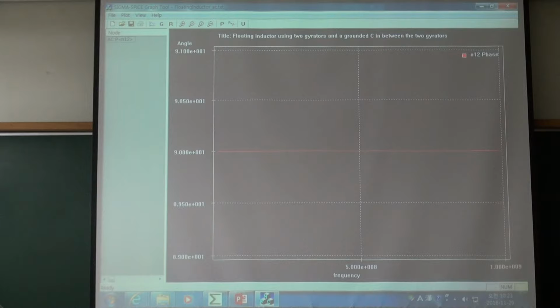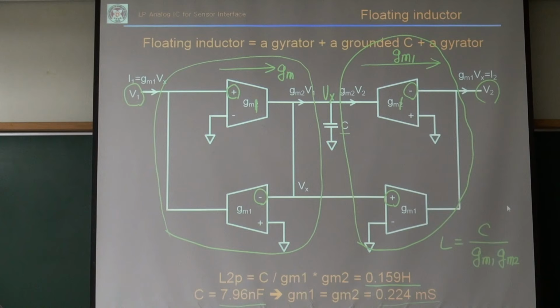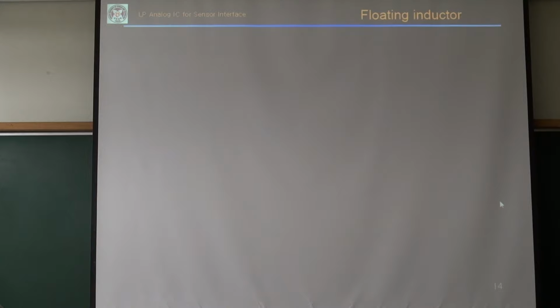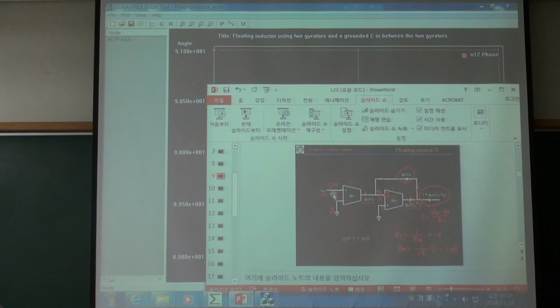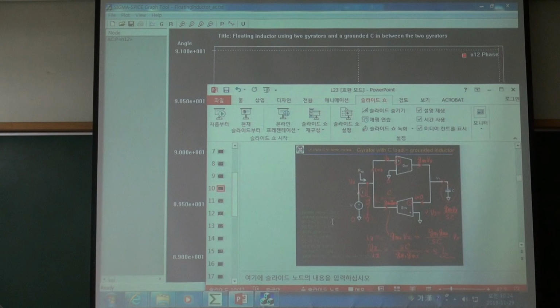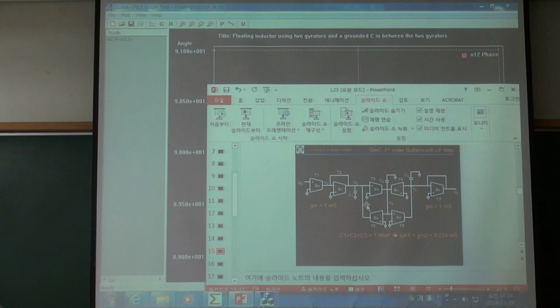Okay, any question? No question? Then we can implement that one. Let's see. Where is my passive prototype? Oh yeah, here is my passive prototype.